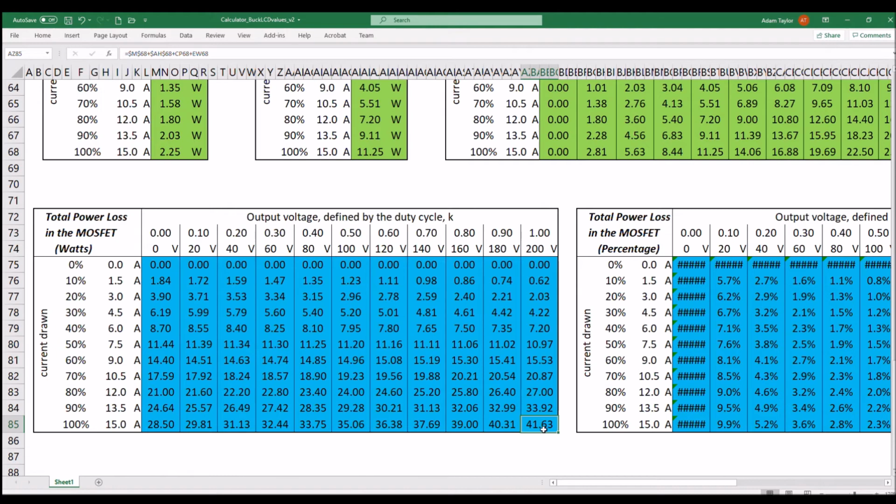41 watts is reasonably significant. Bear in mind your standard incandescent light bulb that you'd have in the bathroom is about 60 odd watts. So this is three-quarters of a light bulb. It's quite hot, as anyone who's gone to change a light bulb will know.